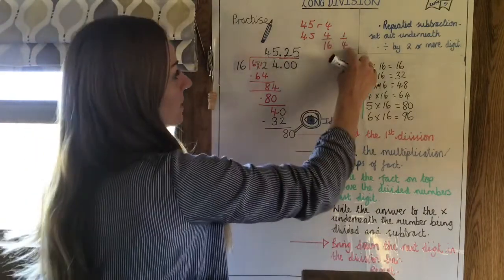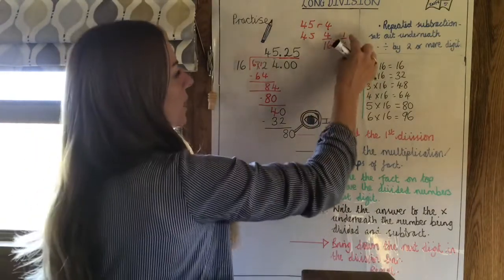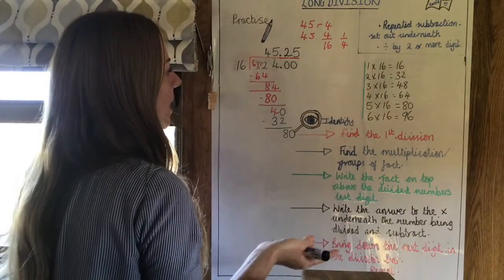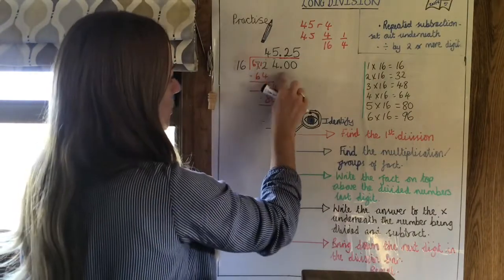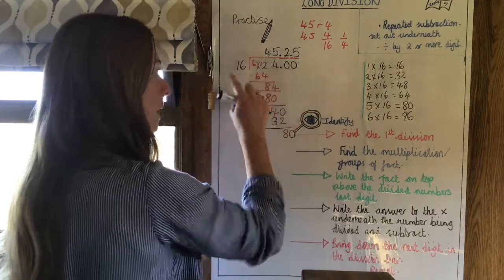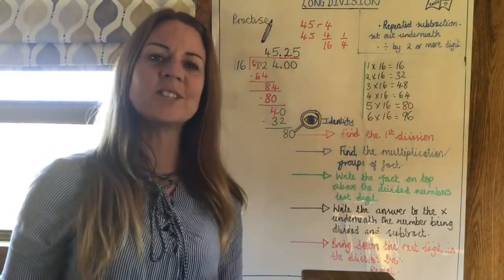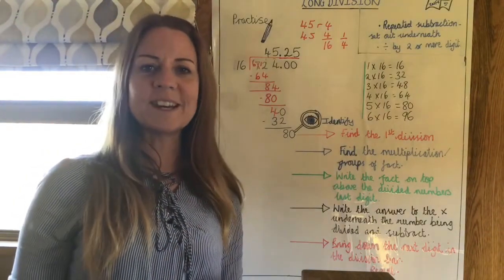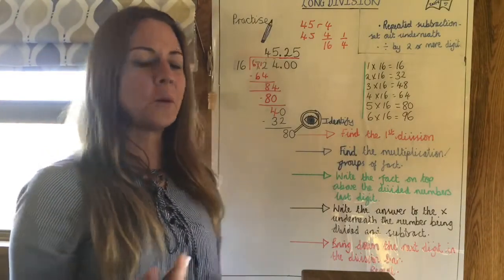So a quarter is 0.25 because 1 divided by 4 is 0.25, but the whole answer, 724 divided by 16, is 45.25. 45 and a quarter, 45 remainder 4.